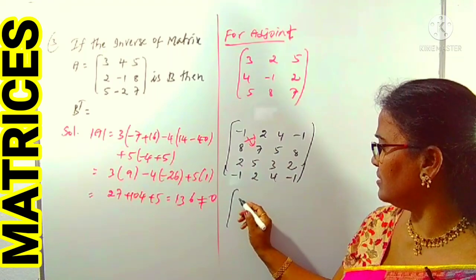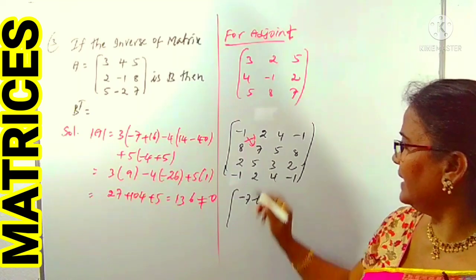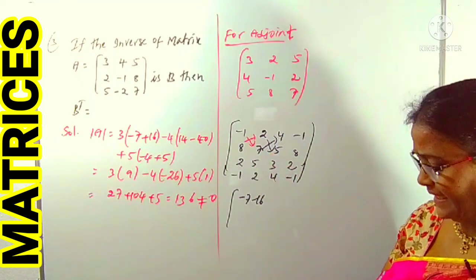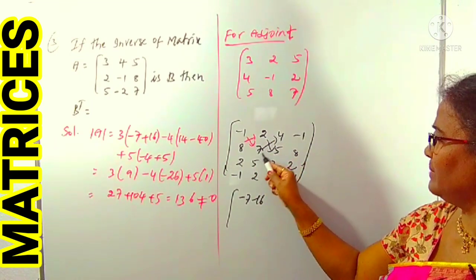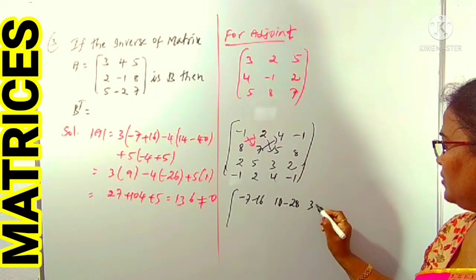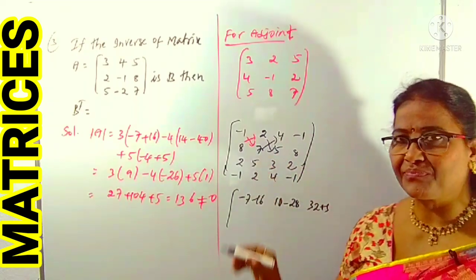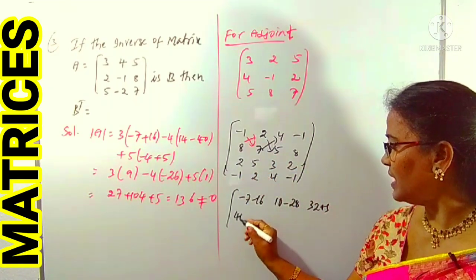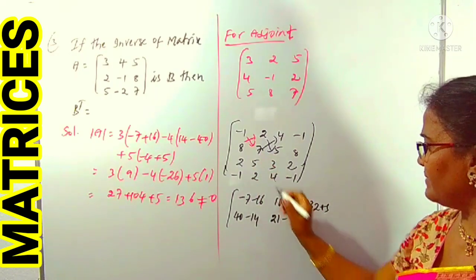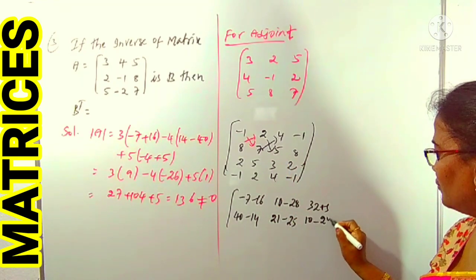Minus 7 minus 16 is how much? Here minus 7 minus 16. Right. Next, same way we concentrate on the next element. 4 2 is 8, 5 is 10, no? 10 minus 28. Next element 4 8 is 32 with 2, minus or minus plus 5. Right. Same we come to the next. 8 5 is 40 with minus 7 2 is 14. Again this one 7 3 is 21 with minus 5 5 is 25. And 5 2 is 10 with minus 8 3 is 24. Right.